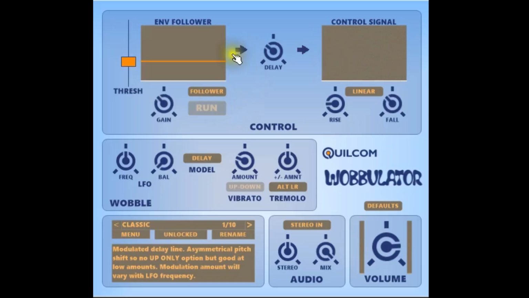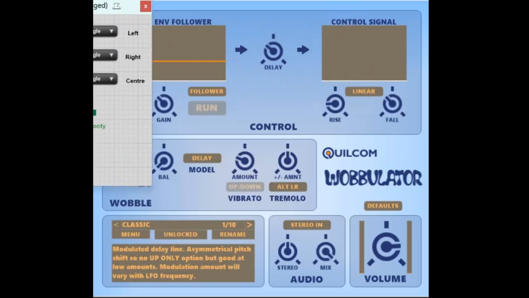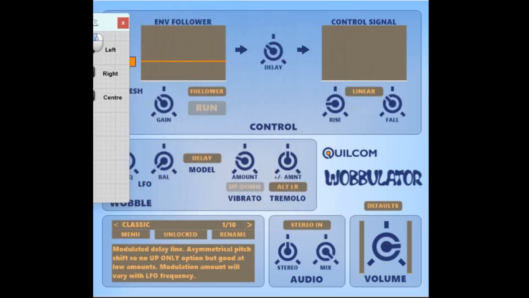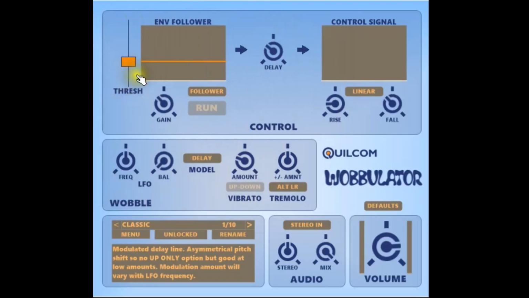Okay, I've set this up with the envelope follower and a few other adjustments made, and this is a very simple basic 3-oscillator synthesizer, and you can see the effect of the threshold triggering the sound. I've got a delay and I've increased the fall time.